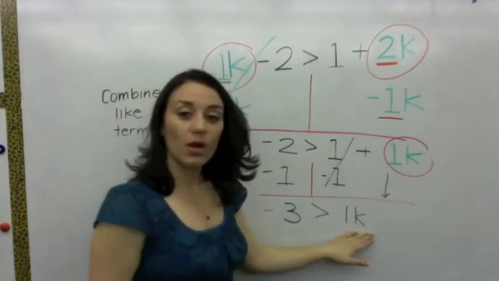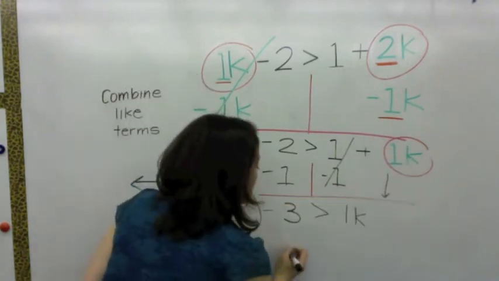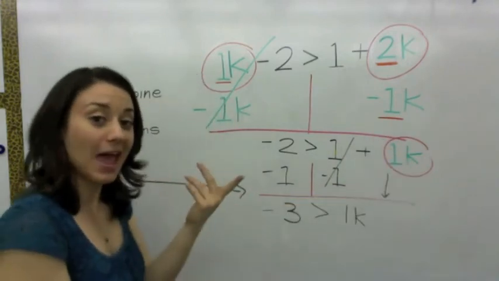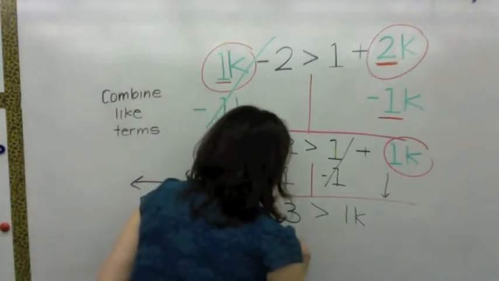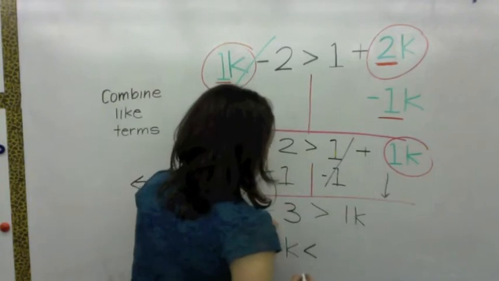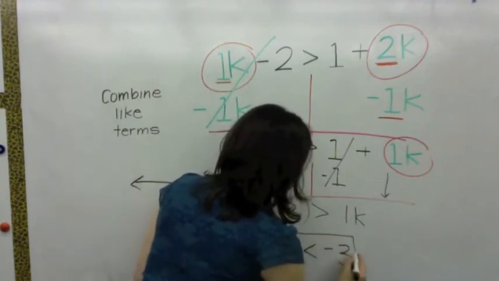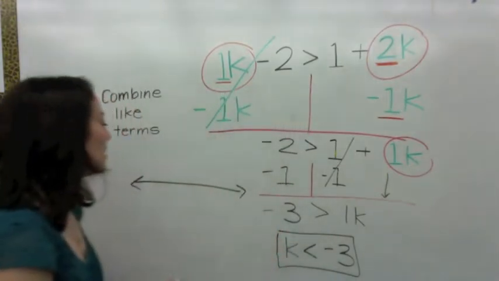Watch. The 1k is over here on the right. I want you to put it on the left. And just make it k, because you know that k is really 1k. So say k, flip the sign, is less than -3. So k is less than -3.